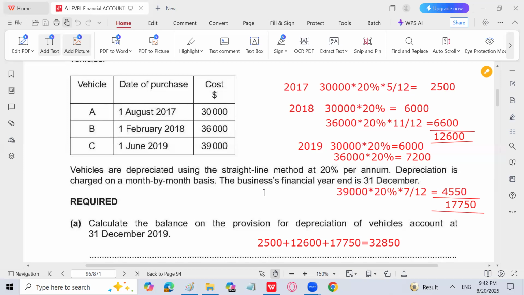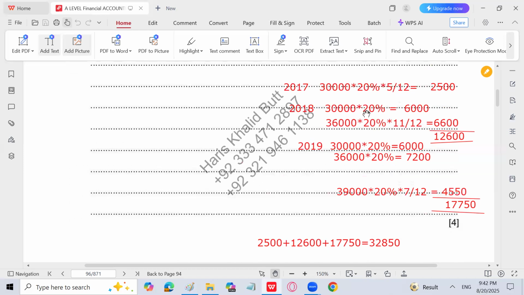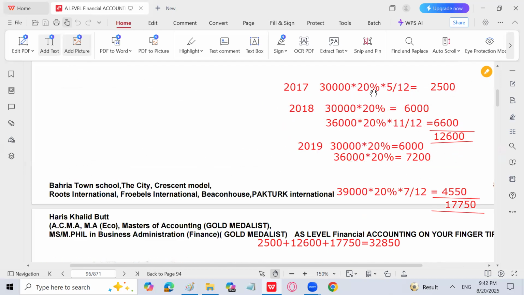So we get 32,850. So we are basically done with this. Let's see the next part. 4 marks are given, a lot of work has been required.